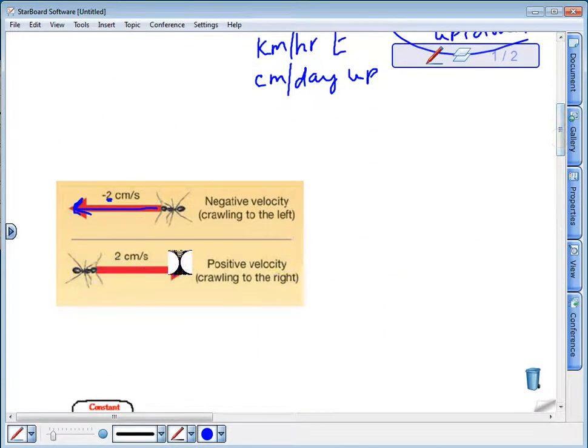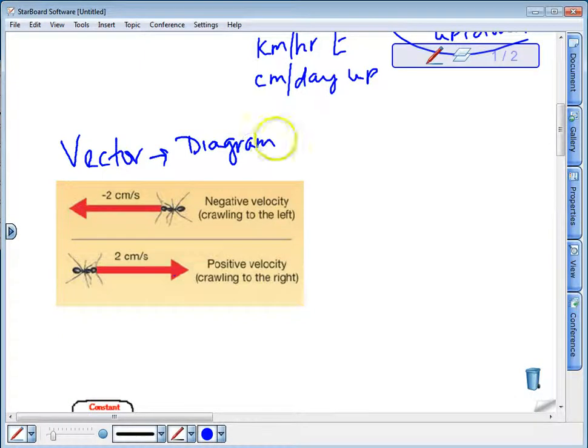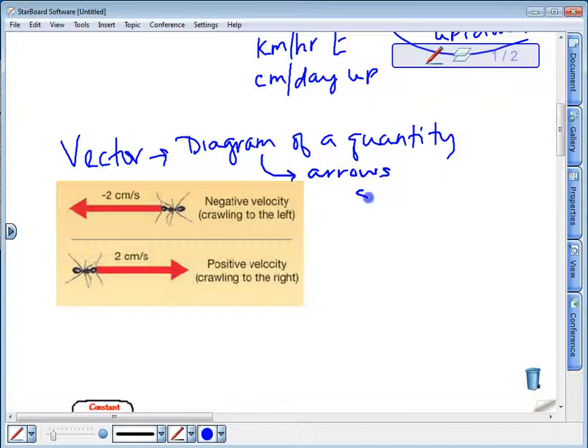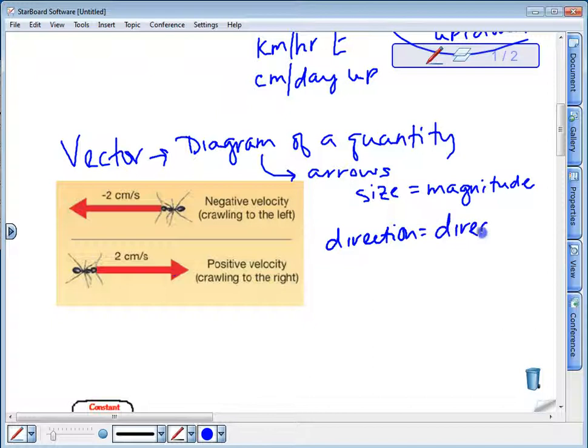All right, let's look at what a vector actually is. A vector is a picture. It's like a diagram or a picture of a quantity. This diagram is always drawn with arrows. The size of the arrow tells us the magnitude of the quantity. The direction of the arrow tells us the direction of the quantity.